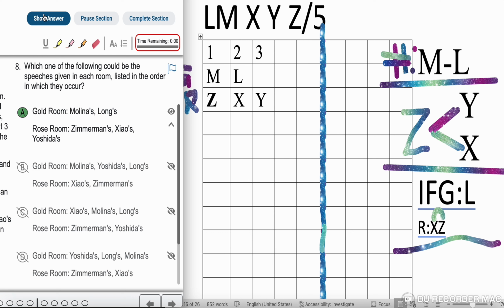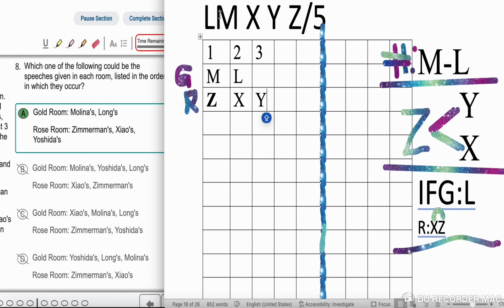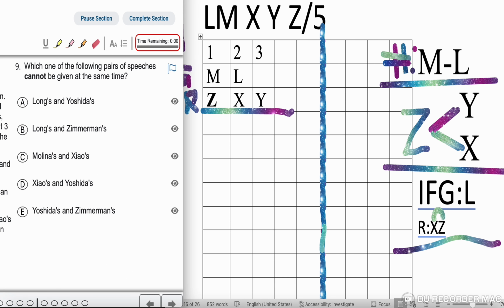To feel more confident and positive about the answer being correct. The answer for this question is going to be A, M L in the go room, Z, X, Y in the R room. Copy that down because we may have to use this piece in the future. Question 9. Which of the following pairs of speeches cannot be given at the same time? It's too soon to be answering these questions at the moment, so go ahead and skip this for now.